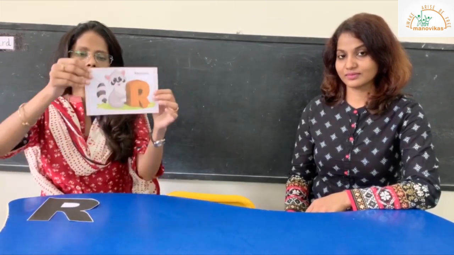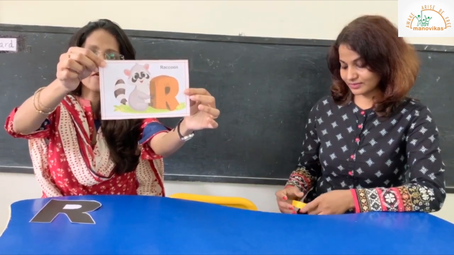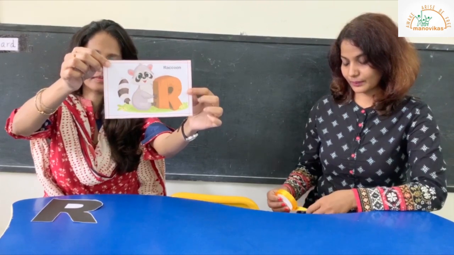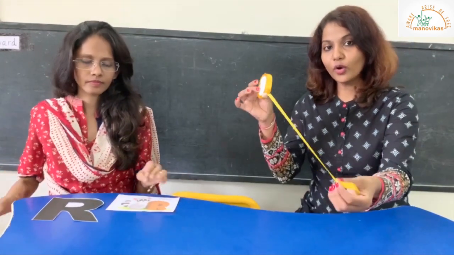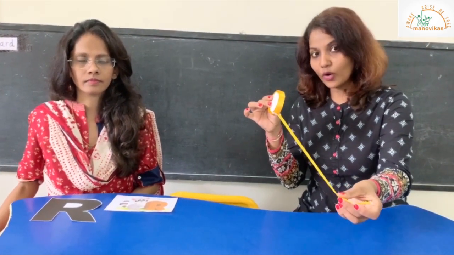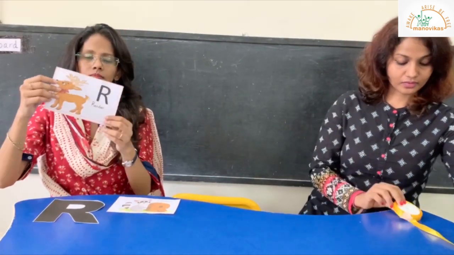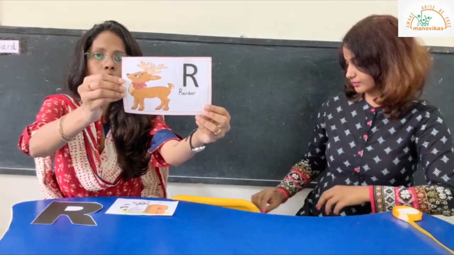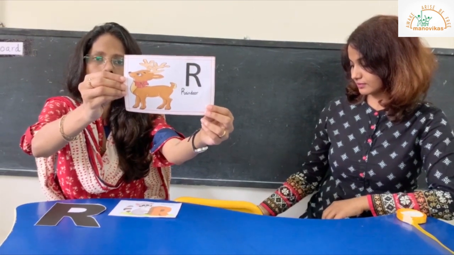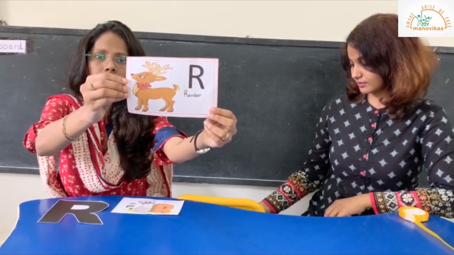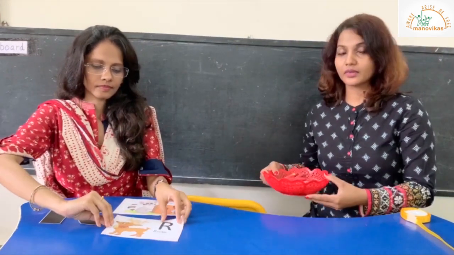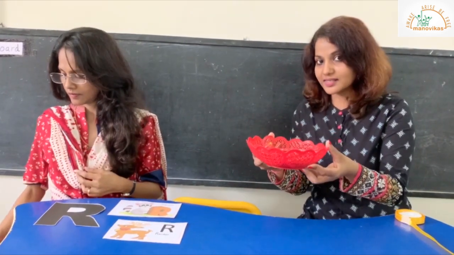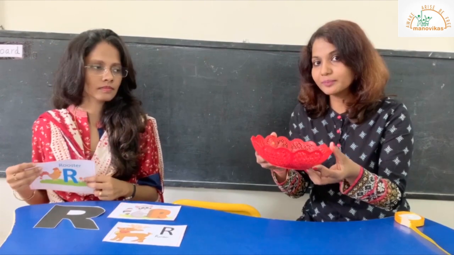Children, now let's see some things that start with the letter R. R for raccoon. R for ribbon. R for reindeer. R for red basket.